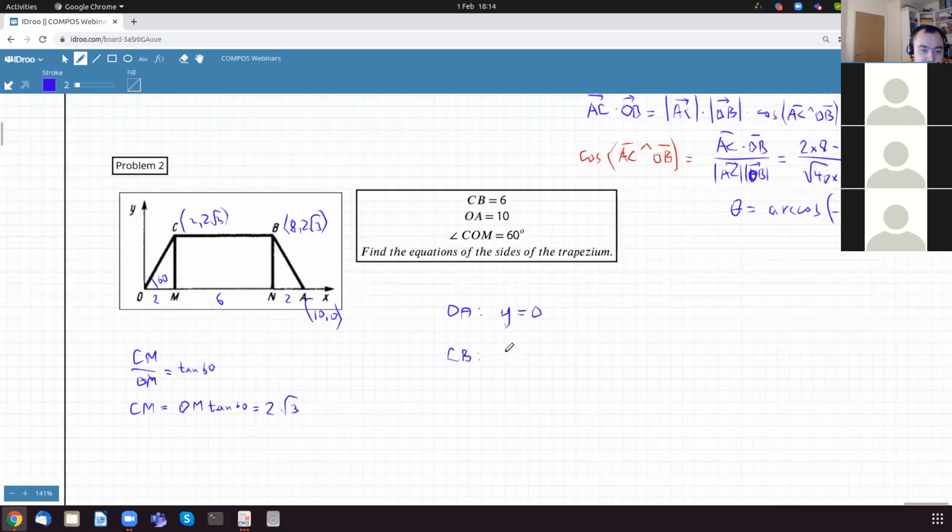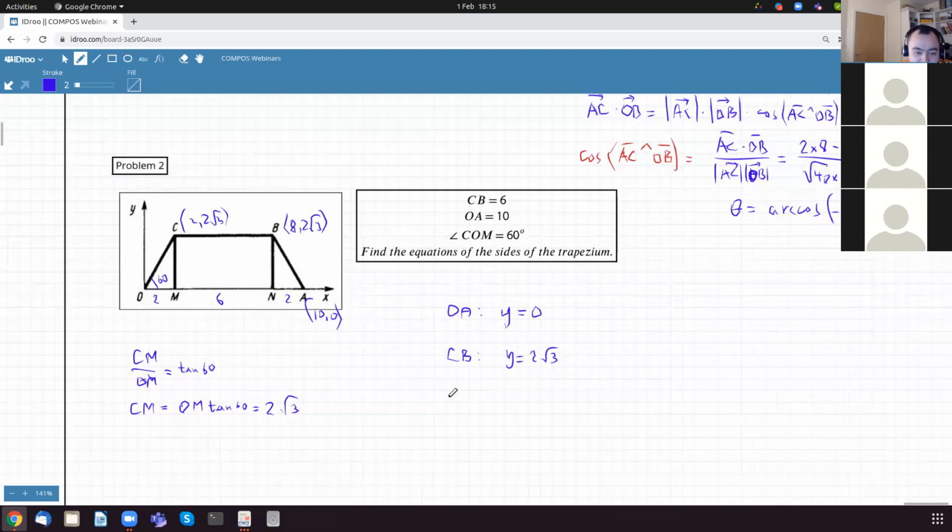CB has equation y is equal to 2 square roots of 3. Now OC is a line through the origin, so the y-intercept is 0. And remember that the gradient is equal to the tangent of the angle. And since we know the angle, it becomes super easy.